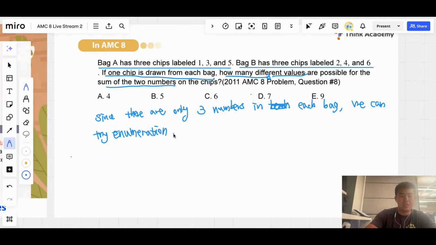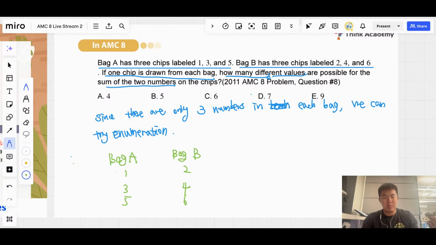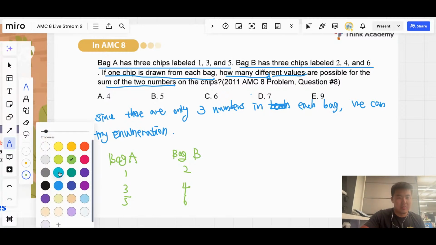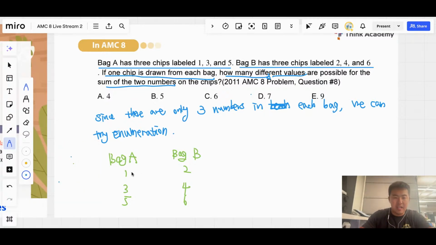Okay, so let's list all the possible cases. For bag A, the chips are numbered 1, 3, and 5. And for our second bag, bag B, the numbers are 2, 4, and 6. Now let's think about if I randomly pick chip number 1 from bag A. What are the possible matches when I pick from bag B? 3 options, right? 2, 4, and 6. We can use different color lines to mark down these possible cases. After I get a 1 from A, you can get a 2, a 4, or a 6 from B.